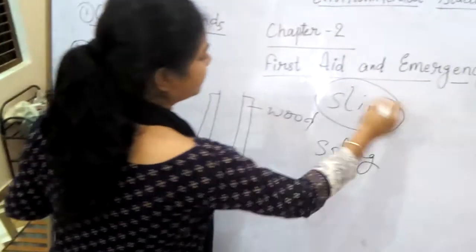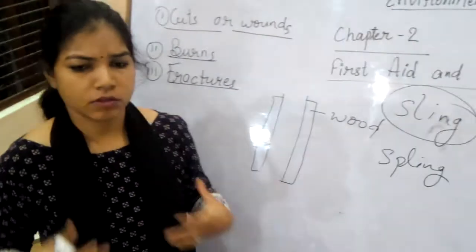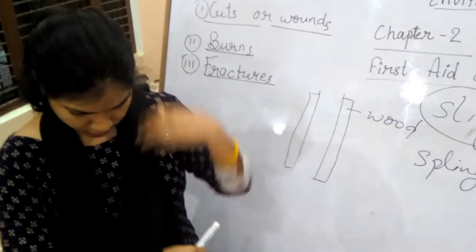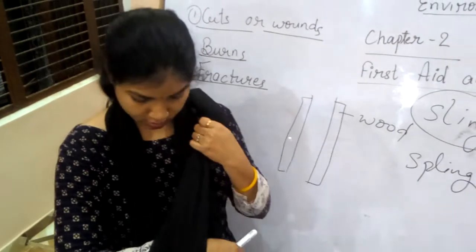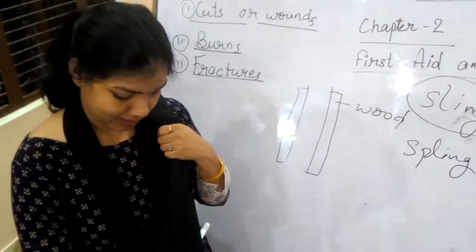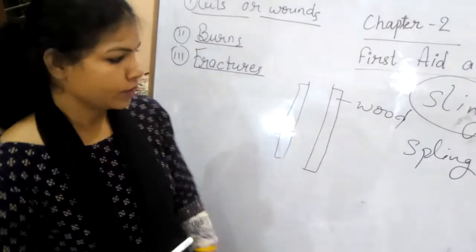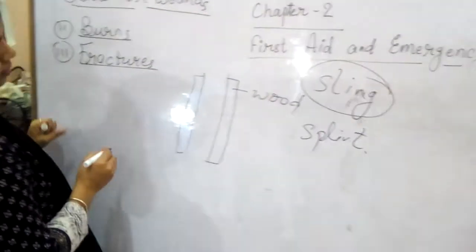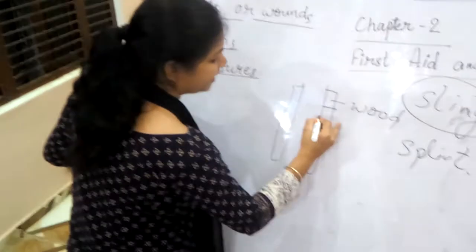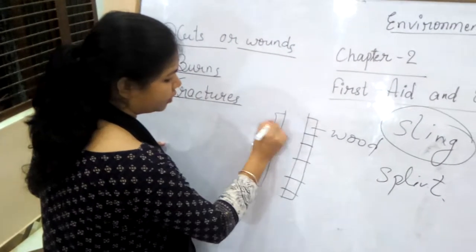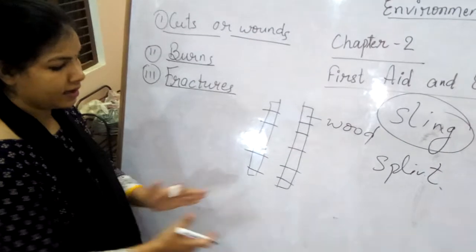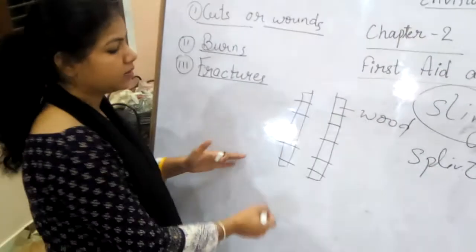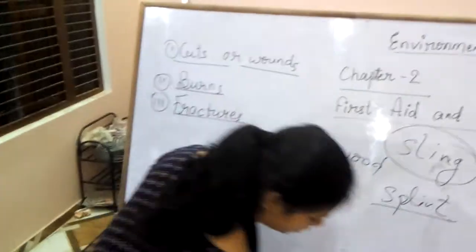What is a sling? This is a kind of cloth. This is your sling. I have applied this cloth to hold my hand like this, and this is called a sling. This is the splint. When I tie any wooden piece next to or around my leg so that my leg will not move if it is fractured, that is called a splint.